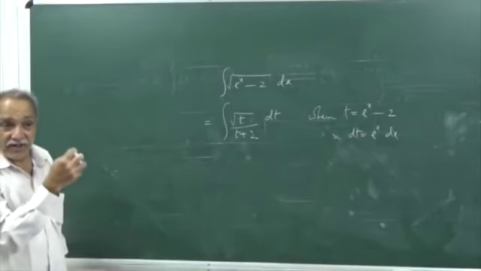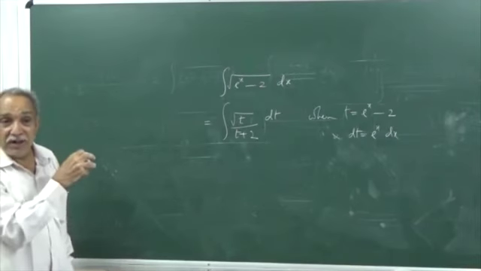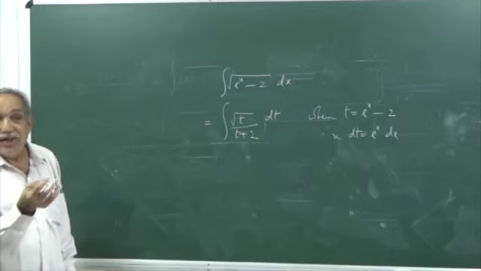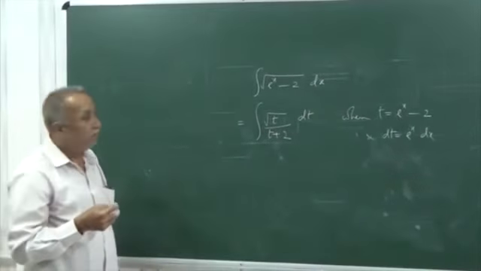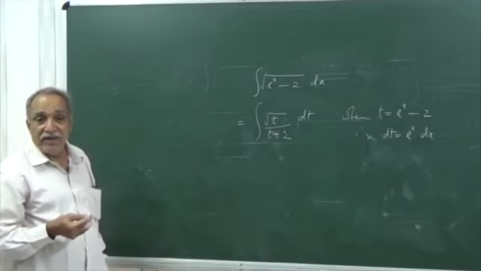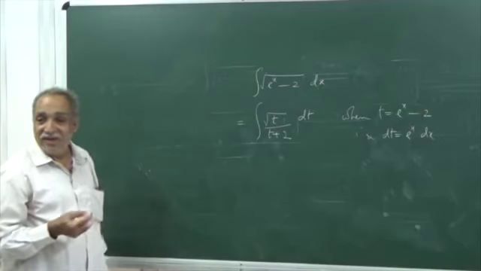We are getting the integrand multiplied and divided by e power x. The numerator e power x is taken with dx. The denominator e power x is expressed in terms of t. How to get this integrated? Any idea?